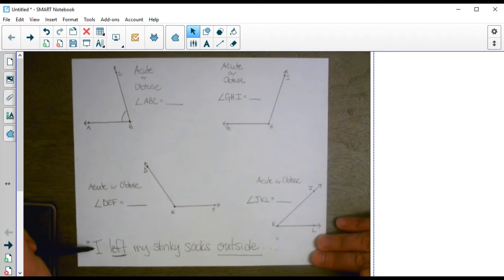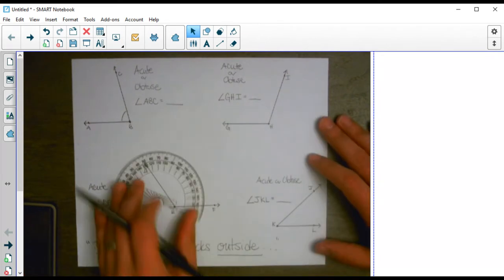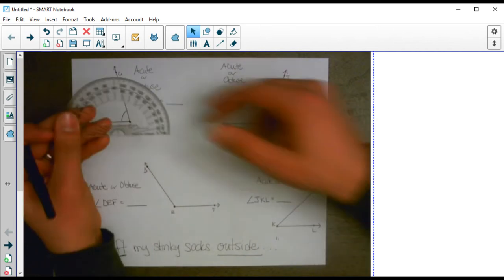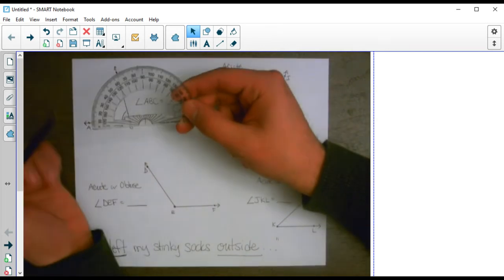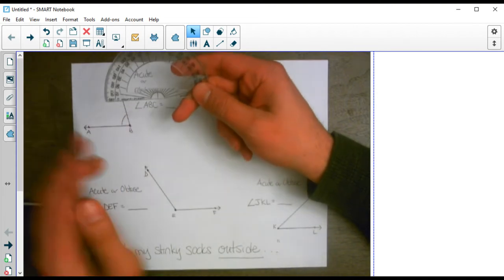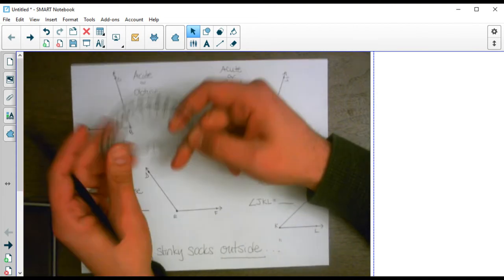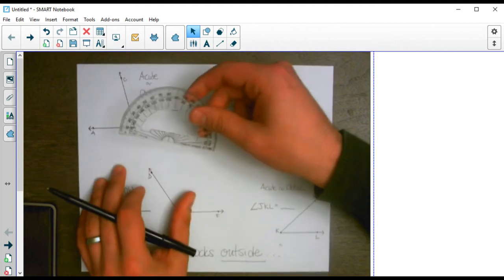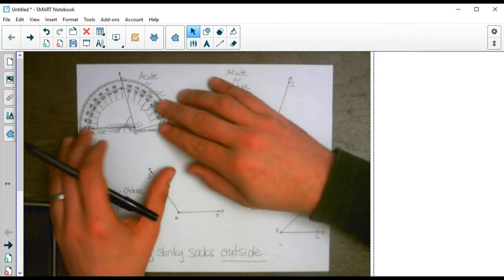Also, don't forget my handy dandy saying, "I left my stinky socks outside," and we'll review what that means in a second. So I want to make sure that my protractor is being read in the correct way. If you're looking at your protractor and you're going from left to right and you have zeros in front of other numbers, you know it's backwards. You've got to flip it over. Okay?